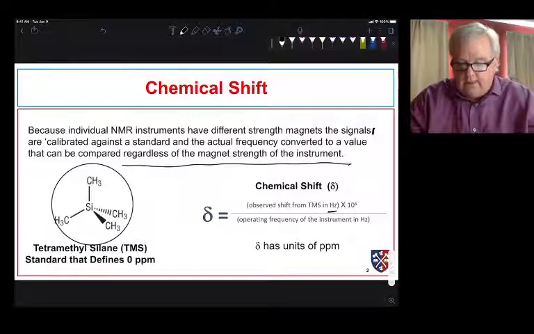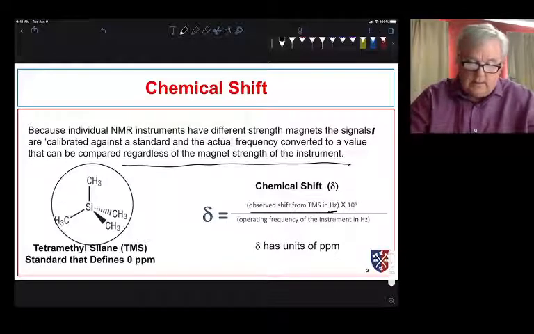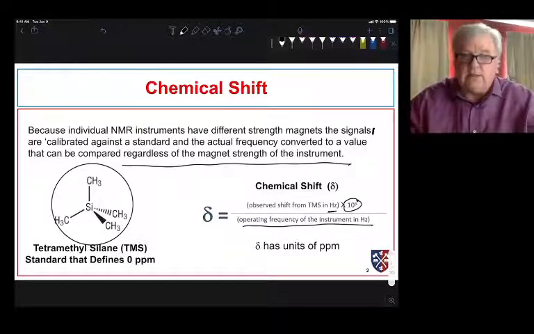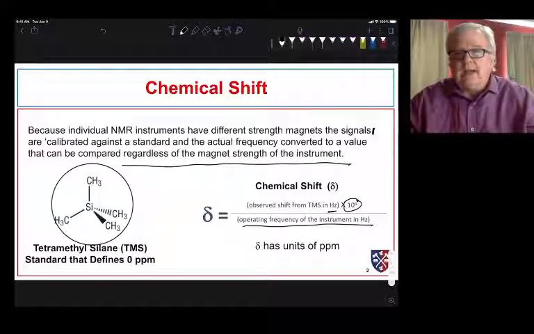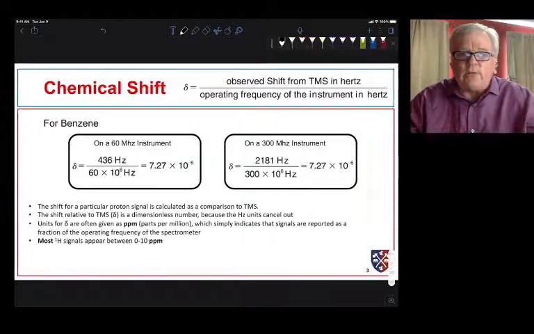Megahertz, if we're looking at a 60 megahertz instrument, is the relative amount of energy everything's emitting at. And what we're looking at is the difference between the emission of our compound versus the signal from TMS. Then we divide by the operating frequency of the instrument, and we multiply that by 10 to the 6. And hence, we get parts per million. So that seems a little cloudy. Let's take a look at what we actually mean.